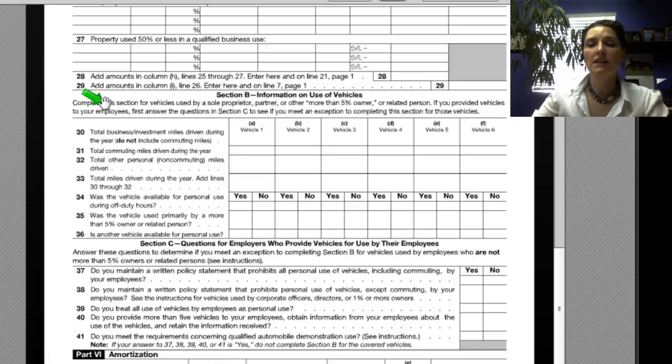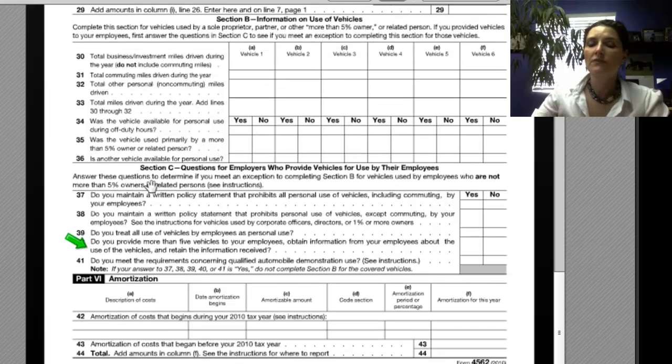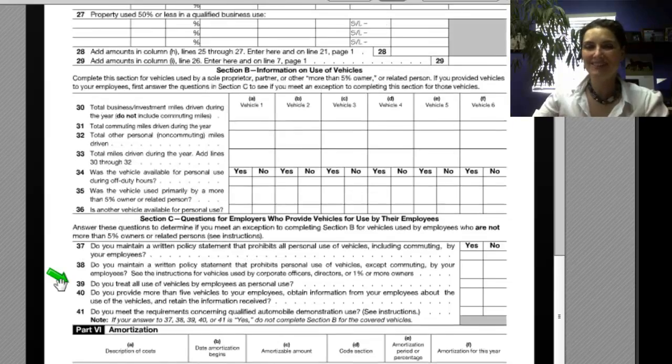Then in Section B of Part 5, we are asked to enter information about the use of vehicles. In Section C, we're asked to provide answers to questions if you are an employer who provided vehicles for use by your employees. And finally, almost as an afterthought, we have Part 6, where we enter information surrounding amortization deductions being claimed on the tax return. So that's my brief introduction to Form 4562. Let's get going with the lecture itself.